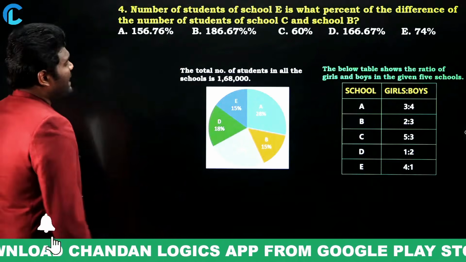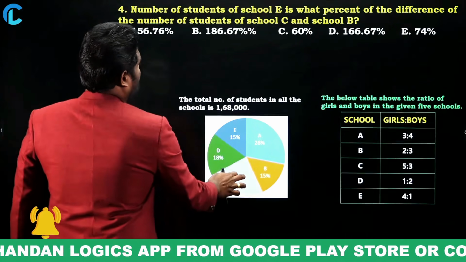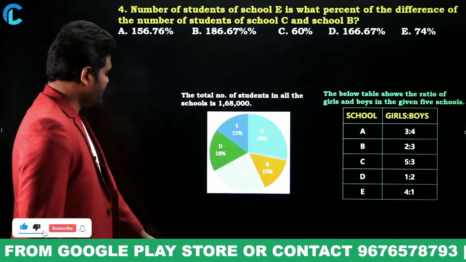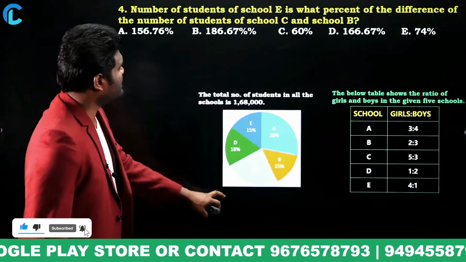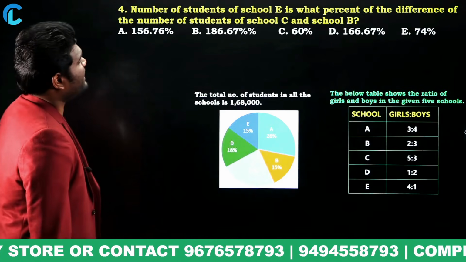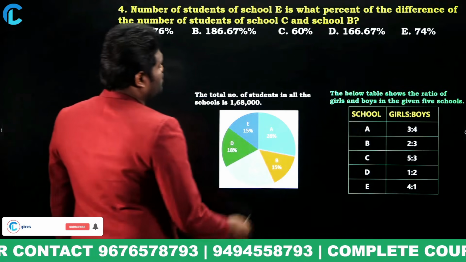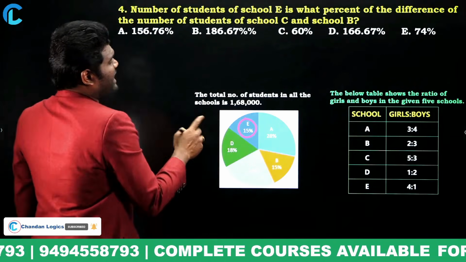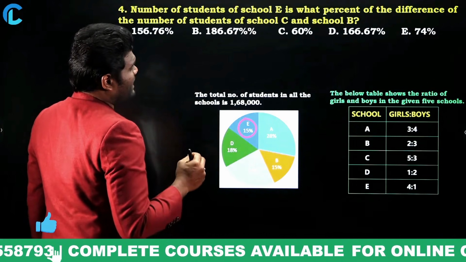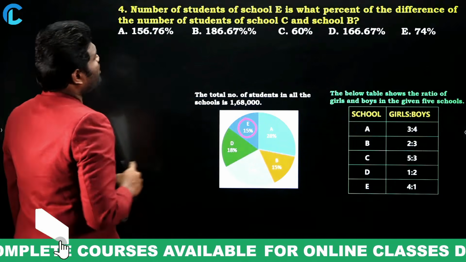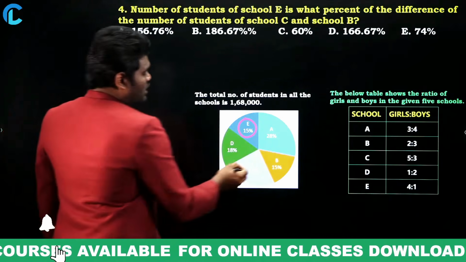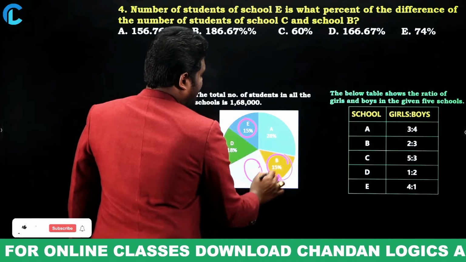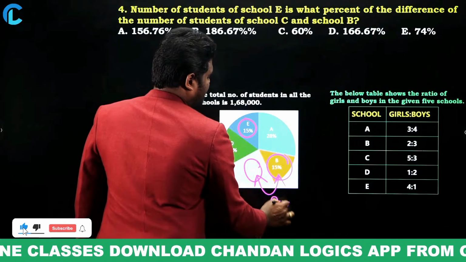Next, number of students of school E is what percent of the difference of the number of students of school C and B together? Number of students of school E is how much? 15. Number of students of school E is 15, what percent of the difference of the number of students of school C and B together. So the difference of school C and school B is how much? The difference is 9%. Yes or no?